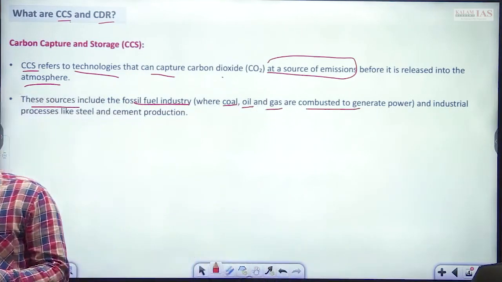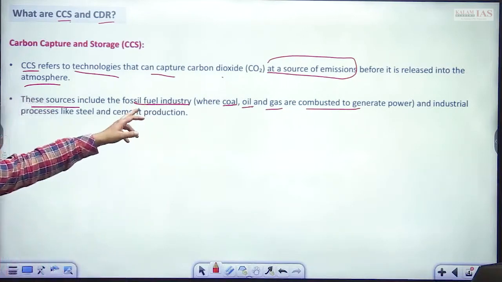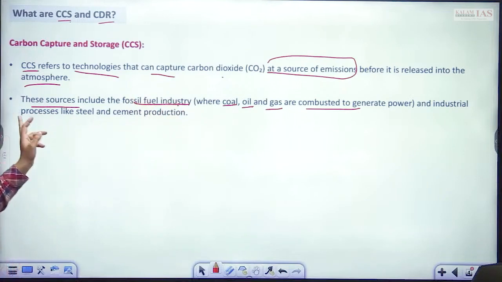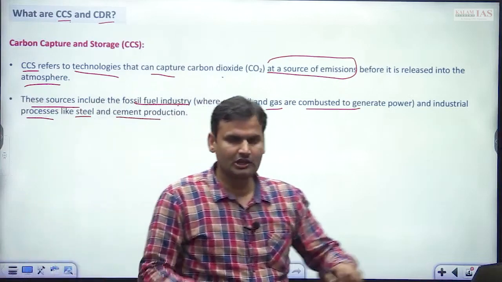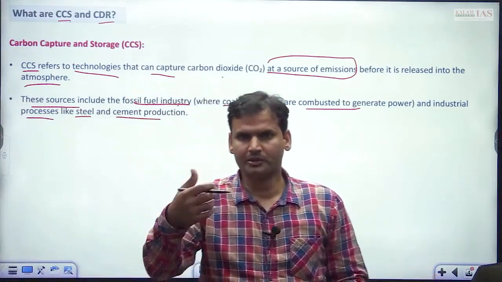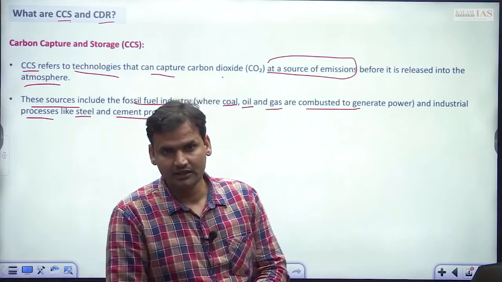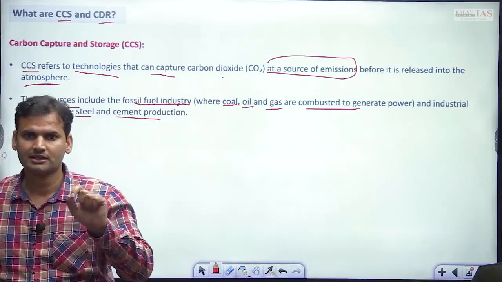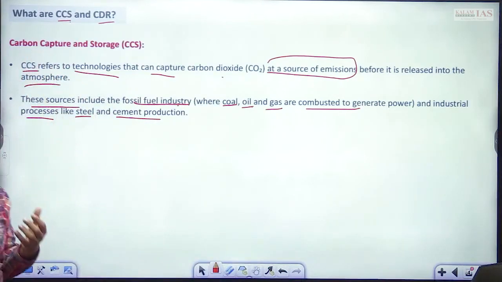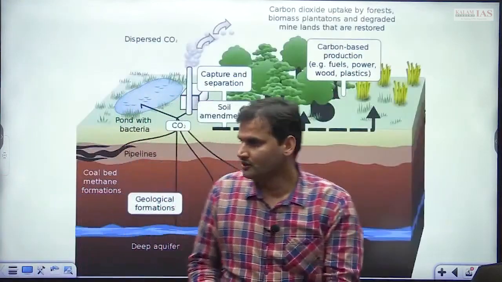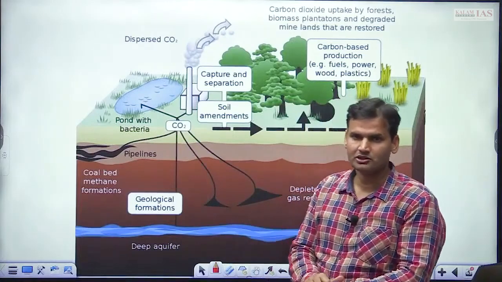All of us are aware of the sources of fuel industries. Apart from the fossil fuel industry, industrial processes such as steel or cement production also consume or burn a lot of fossil fuels, because these are energy intensive industries, and the fertilizer industry is also highly energy intensive. So we have to capture the carbon, and we have to store the carbon also. You can relate to this by paying attention to this particular image or diagram.